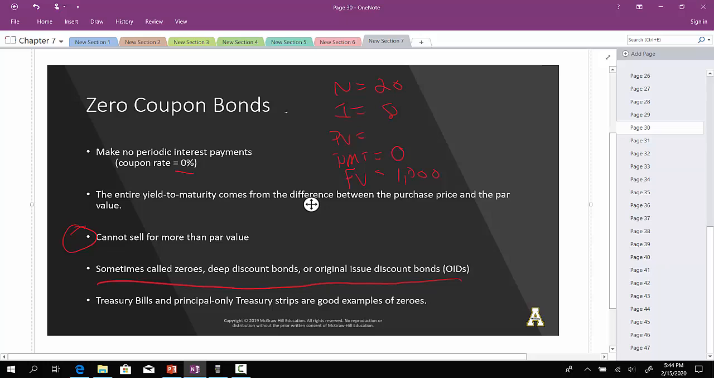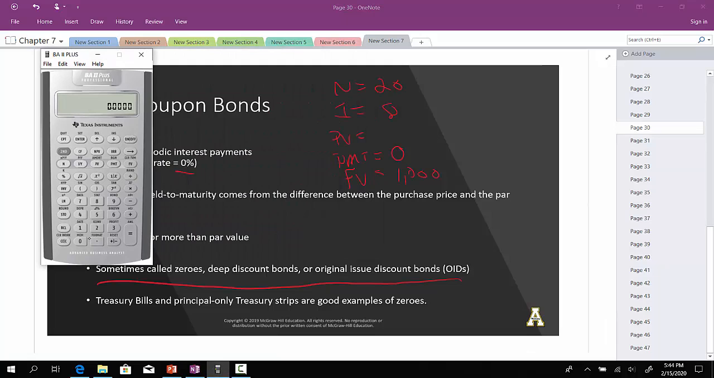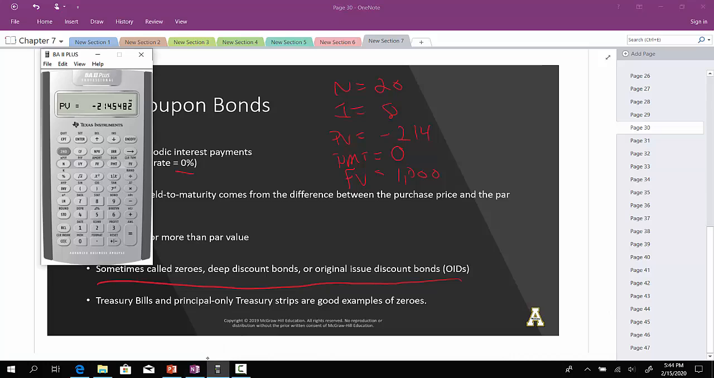So you buy this bond knowing that you have to wait 20 years to get $1,000 back. And in the meantime, you're not going to receive anything in coupon interest. So why would you buy it? Well, let's work out the math first and then we'll discuss. So it's a 20-year bond. 8 is the interest rate, 0 for the payment, and $1,000 for the future value. Compute PV, and you'd have to pay $214.55.